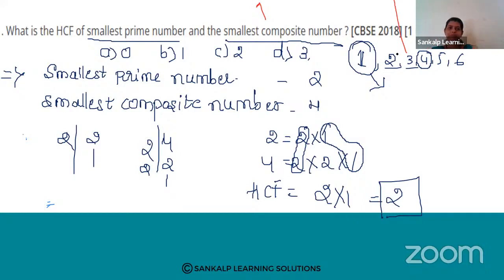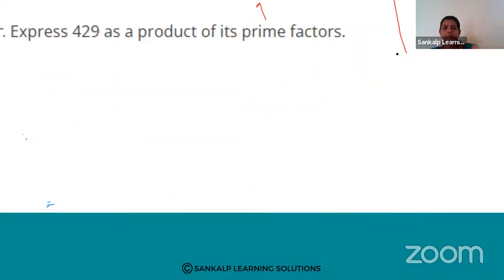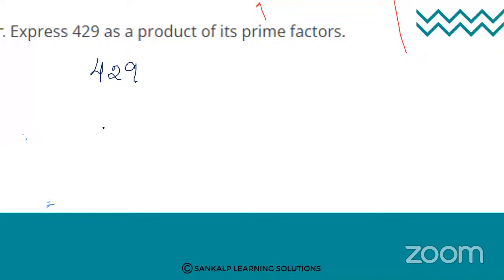Next, express 429 as a product of its primes. I will give you 2 minutes. Tell me the answer, product of primes. Express this number as a product of its primes. First do the prime factorization method, then write the factors.